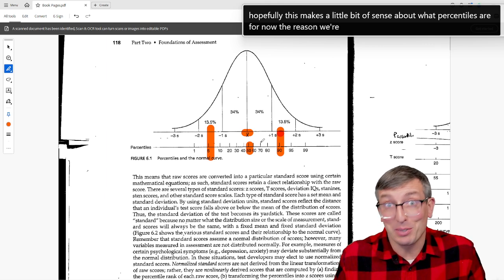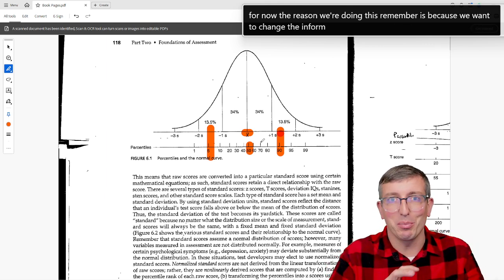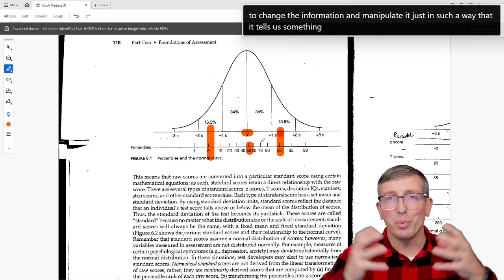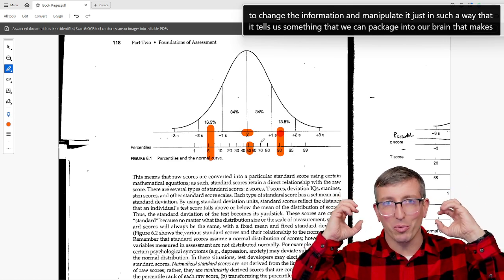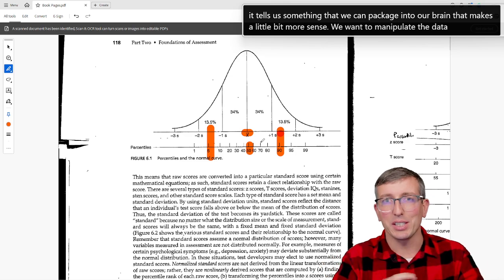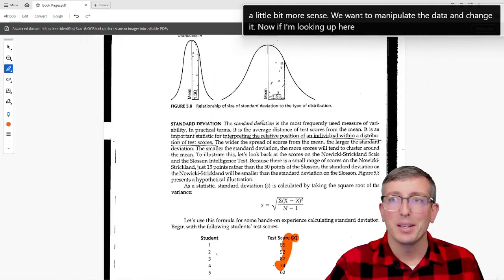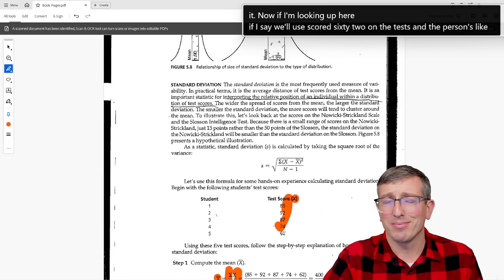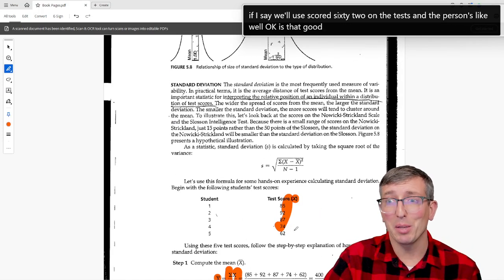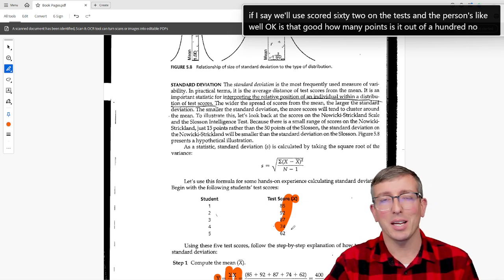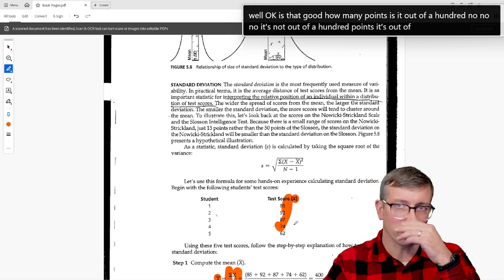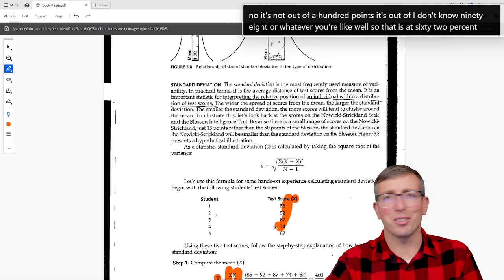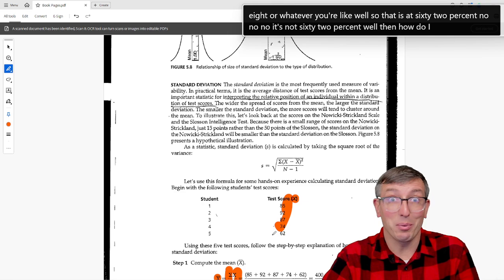Now, the reason we're doing this, remember, is because we want to change the information and manipulate it in such a way that it tells us something that we can package into our brain that makes a little bit more sense. We want to manipulate the data and change it. Now, if I say, well, you scored 62 on the tests, the person's like, well, okay, is that good? How many points is it out of? 100? No, it's not out of 100 points. It's out of, I don't know, 98 or whatever. You're like, well, so then is it 62%? No, it's not 62%.